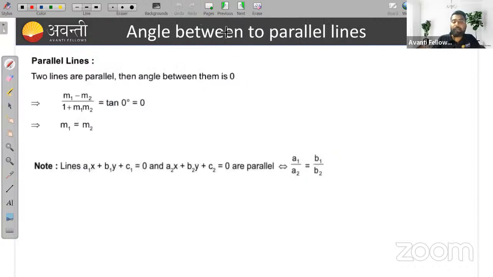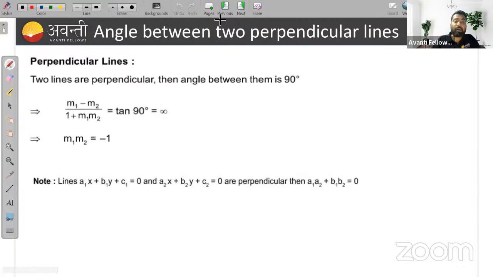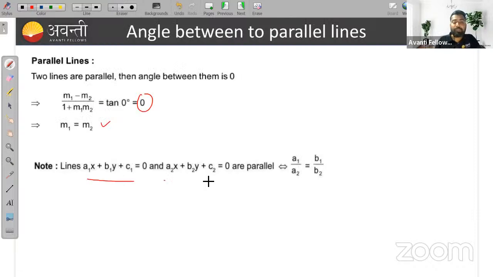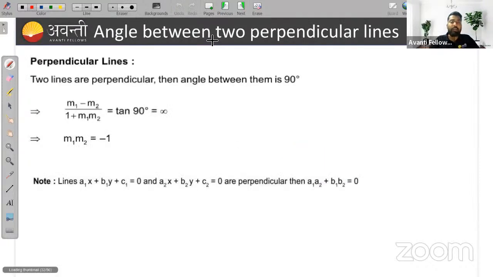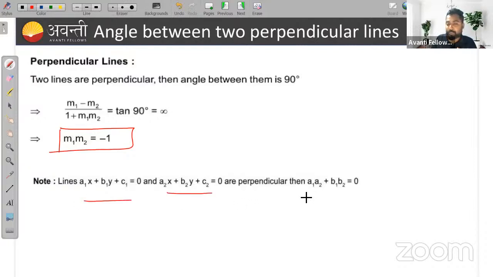The angle between two parallel lines is 0, where the slopes are the same. Another condition, if they are parallel, is that a1/a2 = b1/b2. And the angle between two perpendicular lines is 90 degrees, and the product of their slopes m1 m2 is -1. If these lines are perpendicular to each other, then this condition will be satisfied: a1a2 + b1b2 = 0. Clear enough?